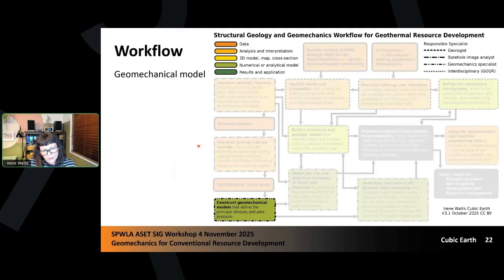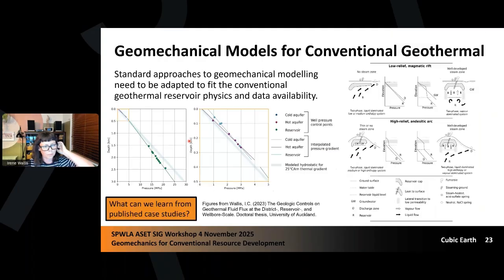Once you have some foundation data, you can go ahead and construct a geomechanical model, which is essentially a definition of the principal stresses and the pore pressure. I found there are a lot of standard approaches, straight technology transfer from what's been developed for oil and gas resources. But there are a few exceptions, like when you're working in geothermal systems. And a great example is how you would constrain the pore pressure gradient.